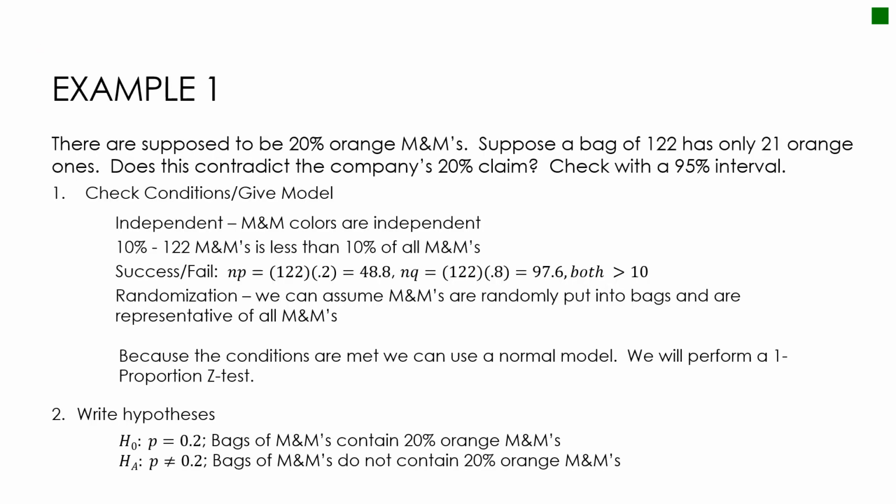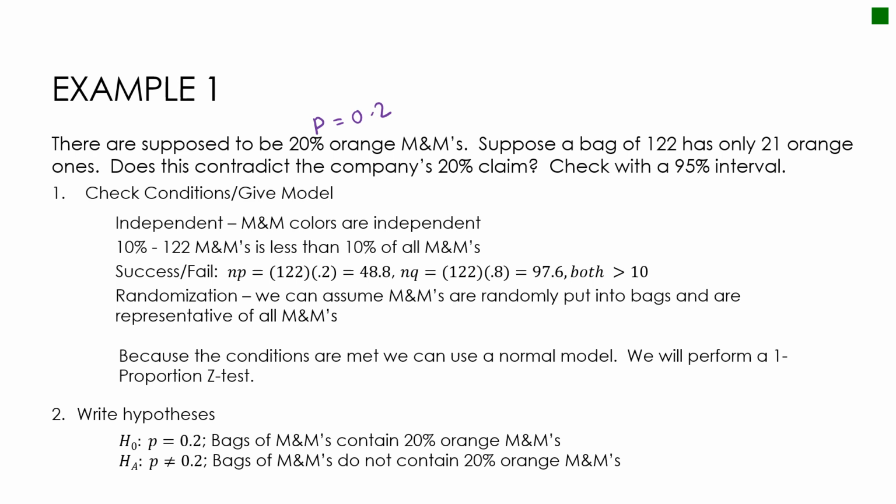Again, I want to go through one more full example with you that includes doing everything by hand, checking the conditions, and then verifying the results in StatCrunch. So let's say there are supposed to be 20% orange M&Ms. So again, what does that tell me? That I'm assuming that p is 0.2, 20%.